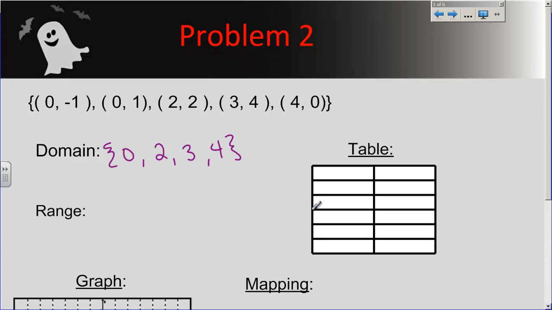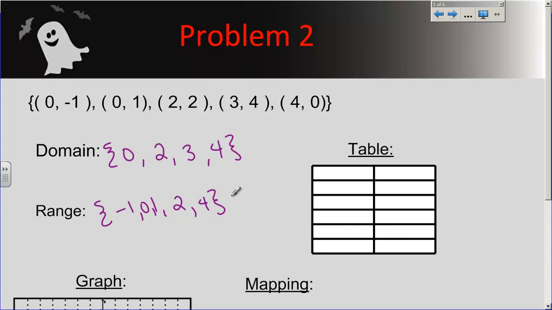There's my domain. Then my range is going to be all of my Y values, and I'll put them in order from least to greatest. So I have negative 1, 1, 2, there's a 0 here. It's negative 1, 0, 1, 2, and 4. I almost forgot my 0, so I didn't have it in order from least to greatest. But there's my domain and my range.